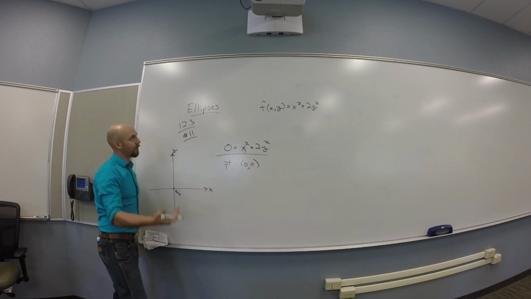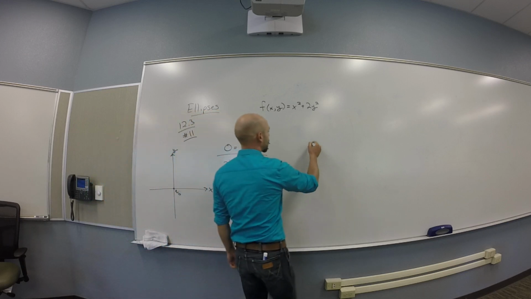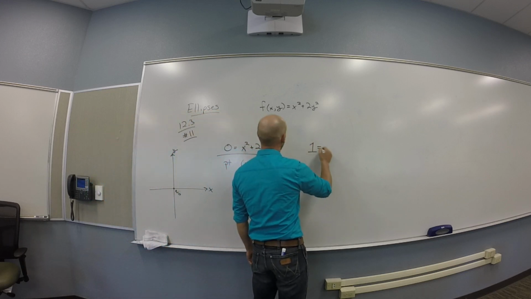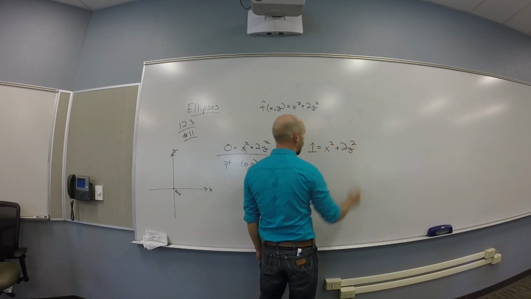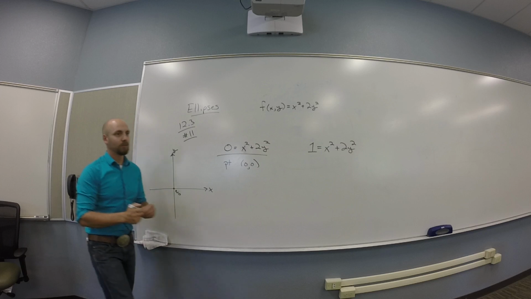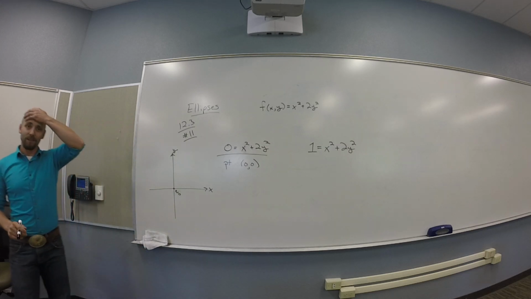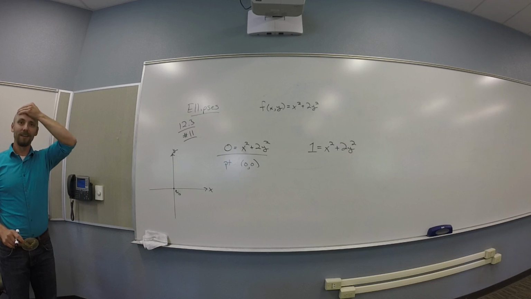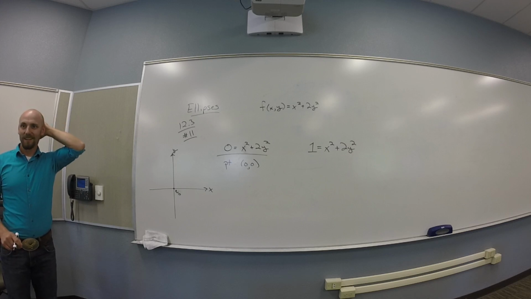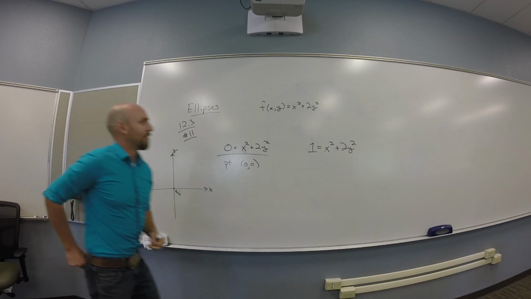Okay, now the next one is, like, the 1 level curve, right? 1 is x squared plus 2y squared. And now we're thinking, okay, yeah, that's an ellipse, right? What does the equation of an ellipse look like? X squared over a squared plus y squared over b squared.